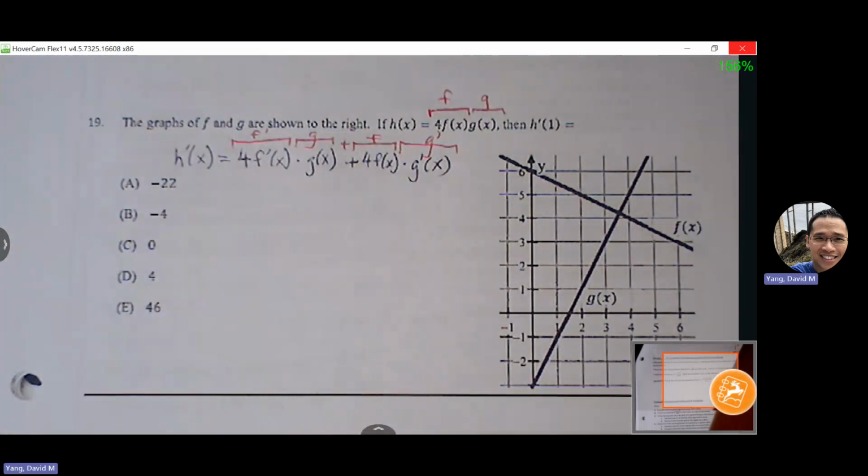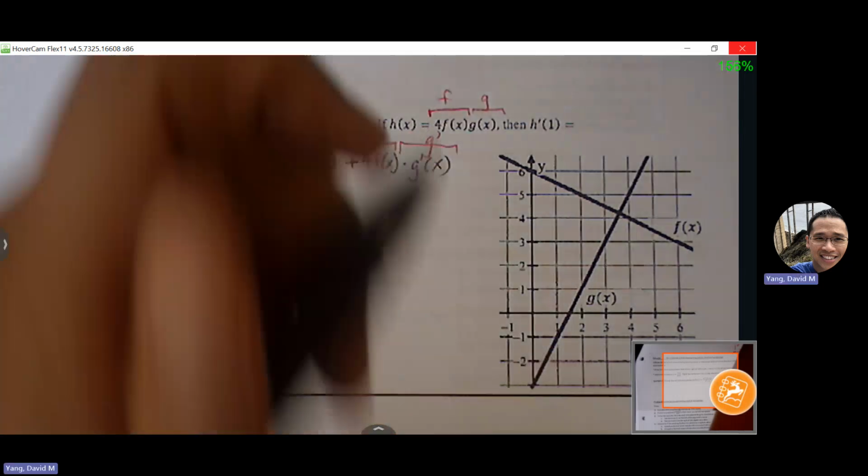Okay. Now that I have my derivative, go ahead and replace every x with 1.